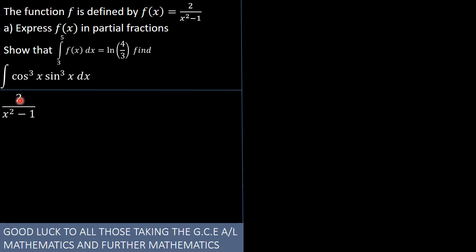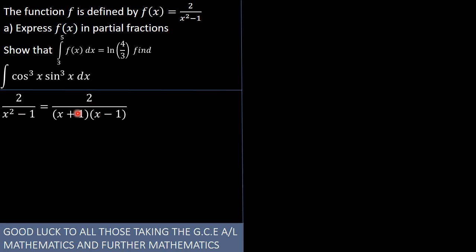They want us to express this 2 over x squared minus 1 in partial fractions. So friends, we see that it looks pretty scary, right? So we are going to try to factor the bottom. Since we can recognize the bottom as the difference of two squares, we are going to have this equal to 2 over x plus 1 into x minus 1. That is when we express the denominator as a difference of two squares.